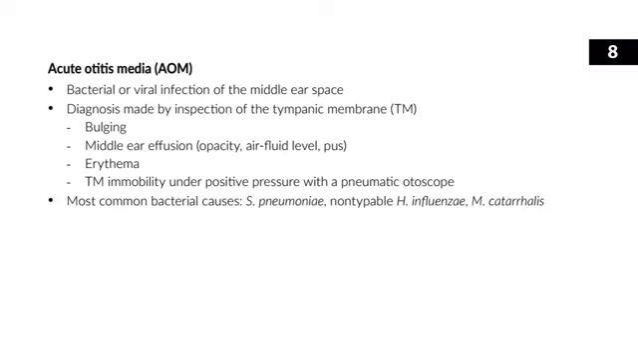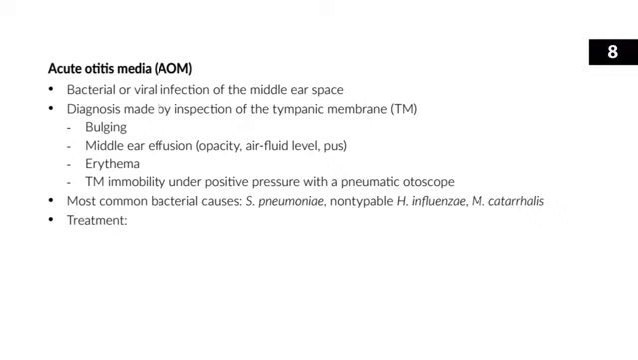Strep pneumoniae is one of the big ones. It's the most common bacterial cause of acute otitis media. Non-typable Haemophilus influenzae can do it, not the type B that causes meningitis. This is non-typable Haemophilus influenzae. And then Moraxella catarrhalis. So those are the three most common bacterial causes of acute otitis media.